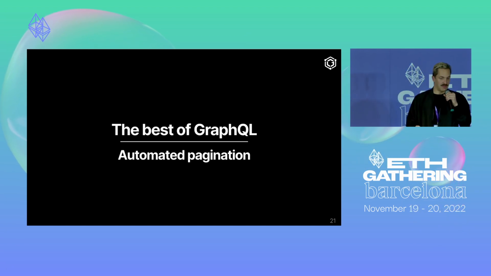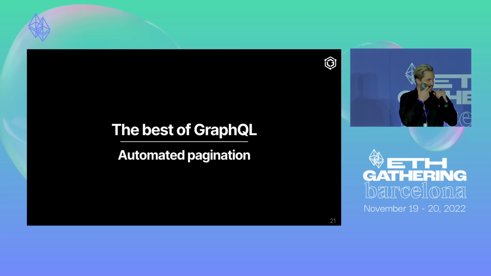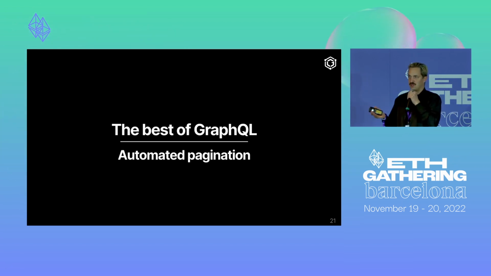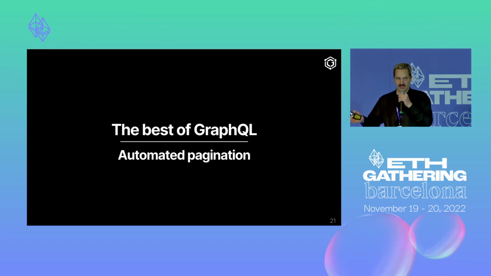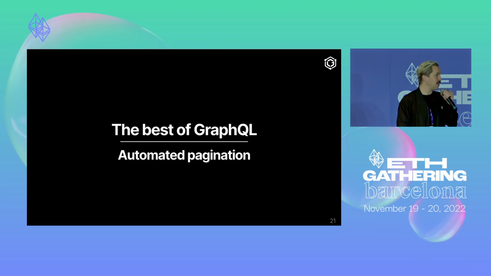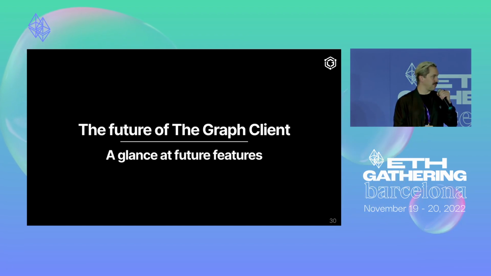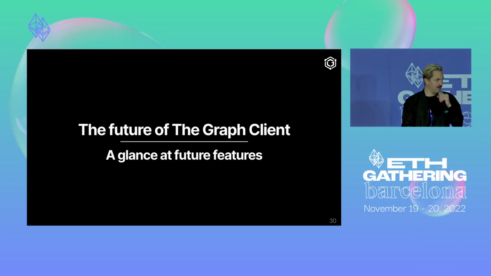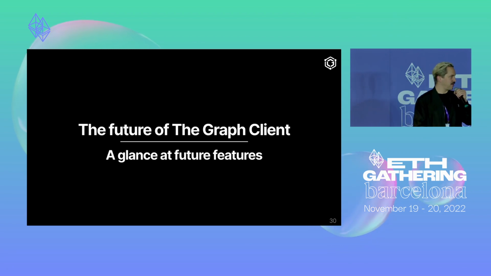Then we have automated pagination, which helps you when you want to query data from The Graph. It's usually a little bit hard to go through all these data sets because they're big data sets and you cannot just download terabytes of data from it. So the Graph Client also helps with that. For the Python world, it's the Messari library that helps with pagination. So now we have Python and JavaScript very well covered.